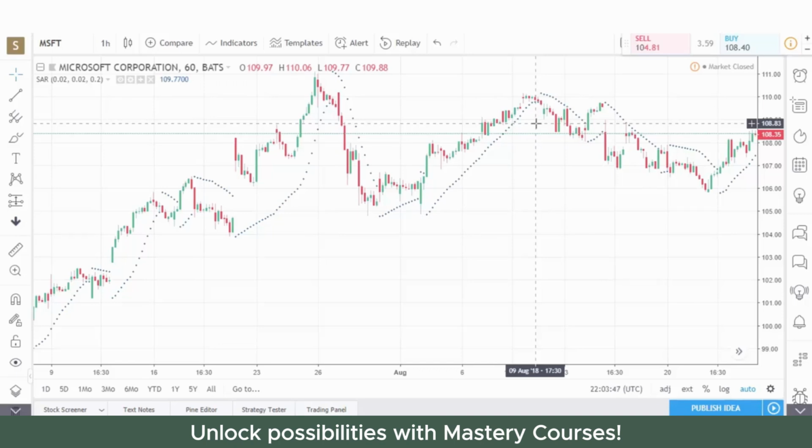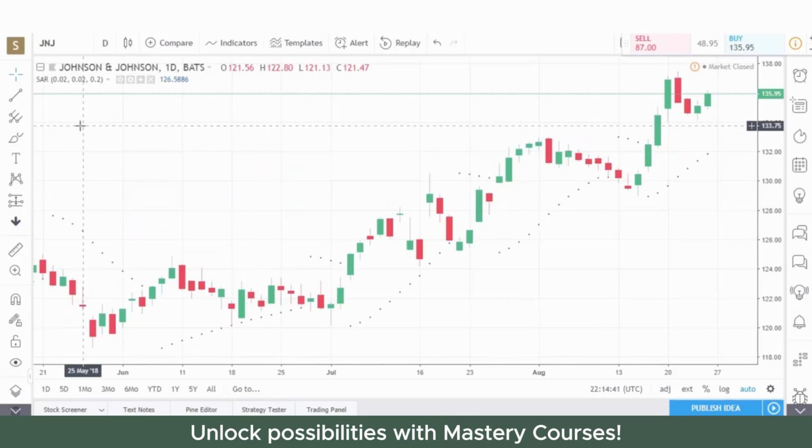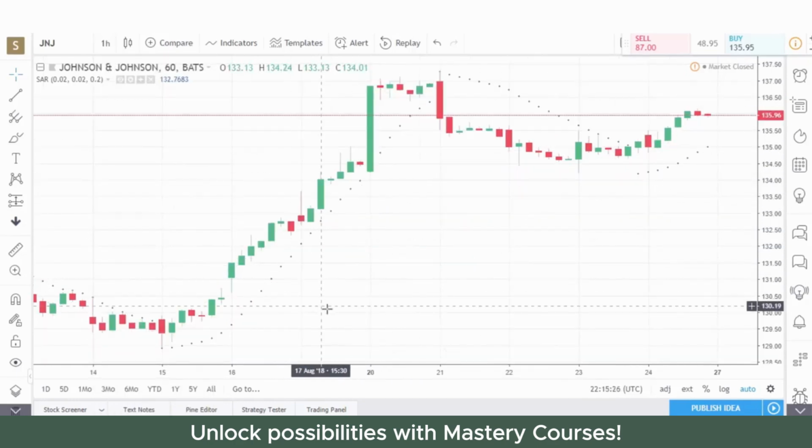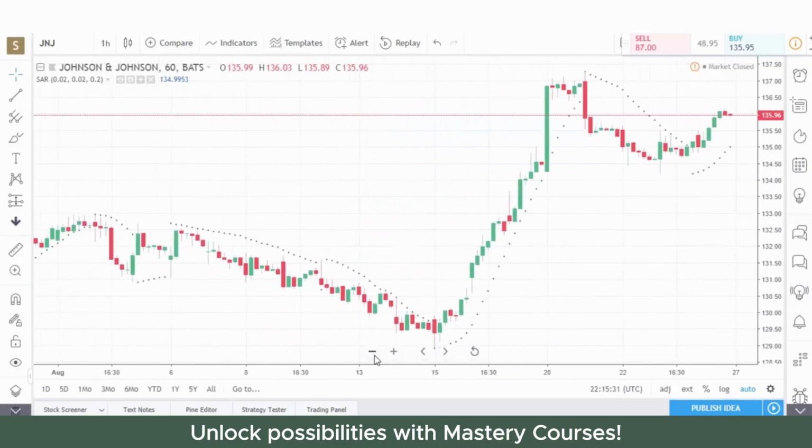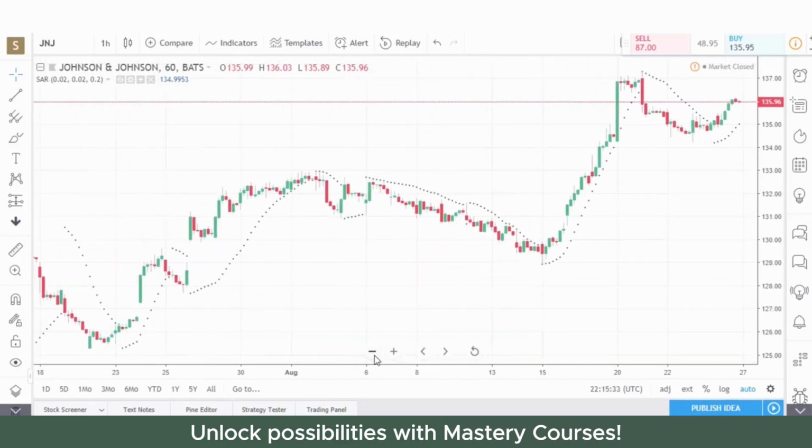So let's take a look at how it looks on another chart. Let's take a look at Johnson & Johnson, which has been in a bullish trend for the past few months, given our daily chart. Again, we'll be trading on an hourly basis, but we're going to start with a daily chart. We see the uptrend here. So let's take a look at our hourly chart. We're going to pull back and give us a few days of trading time here.